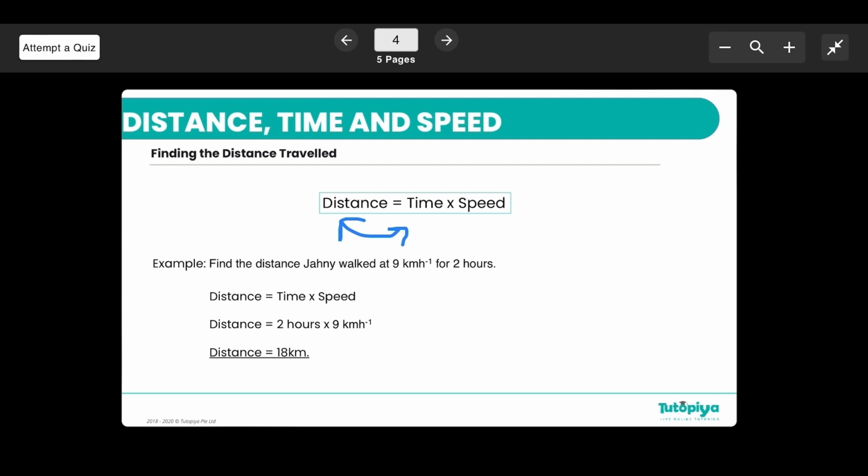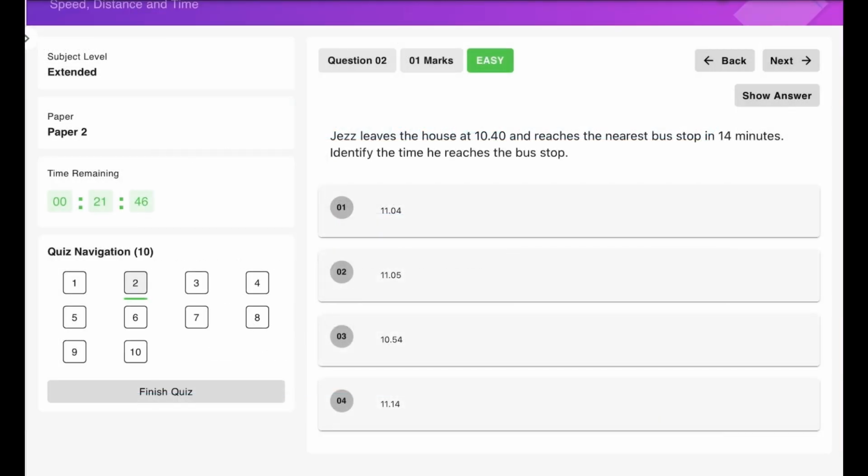And that brings us to the end of today's short lesson on speed, distance, and time. All right, and we're going to do a few questions just to finish off.